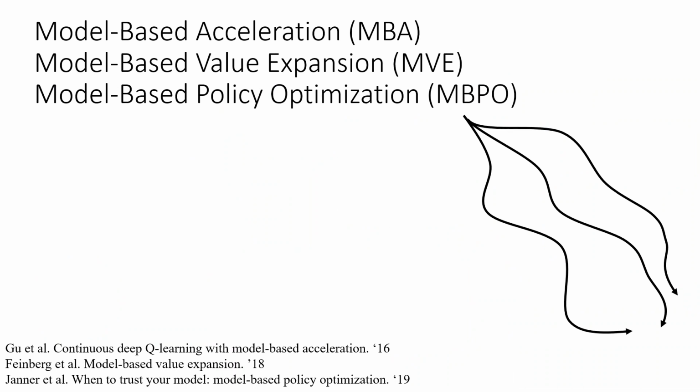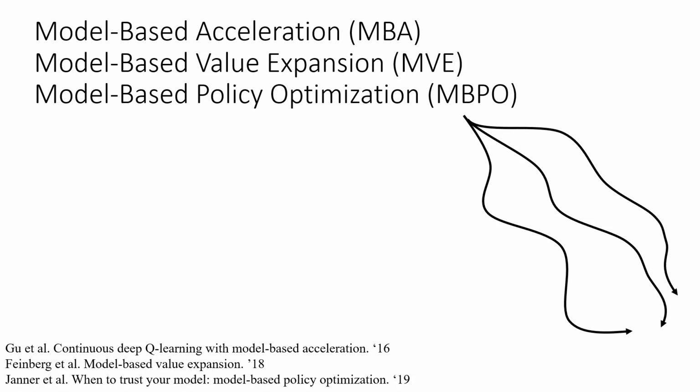Now, there have been a variety of algorithms that have actually been proposed in the literature that make use of this idea. These are just a few examples. They differ a little bit in some of the design decisions, especially in regard to which data is actually used for the Q-learning process and how it's used.